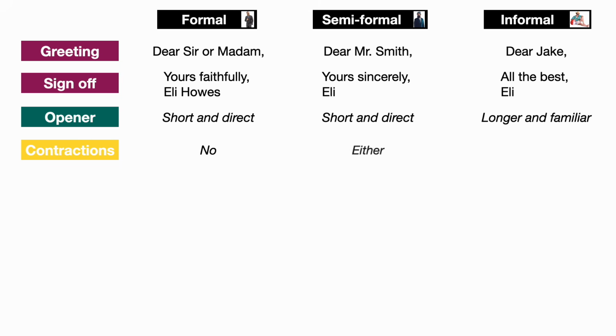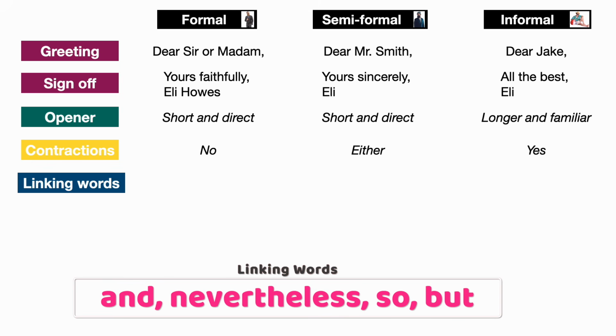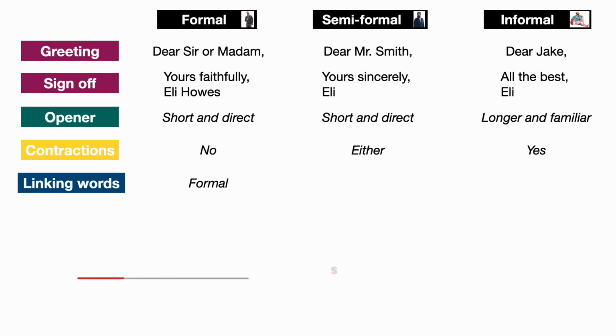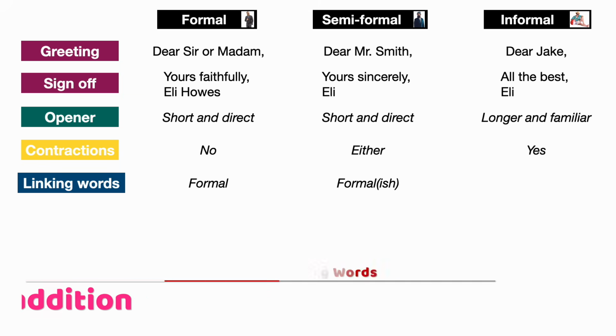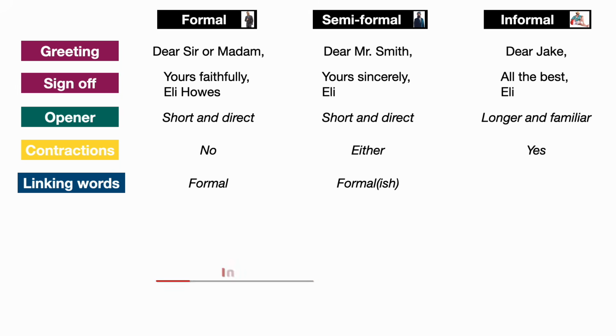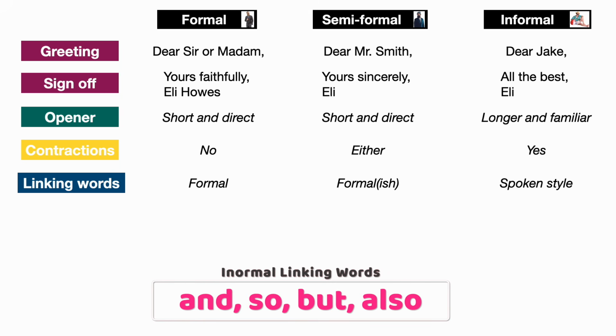In semi-formal letters, we have some, and in formal, we have lots of contractions. Linking words are also different. So that's words like and, nevertheless, so, but. In formal letters, we're going to use more formal linking words, kind of like the ones that you would use in an essay. In semi-formal letters, we're going to have a mix of formal and informal linking words, and we're going to have more spoken style linking words for informal letters, things like and, so, but, also.